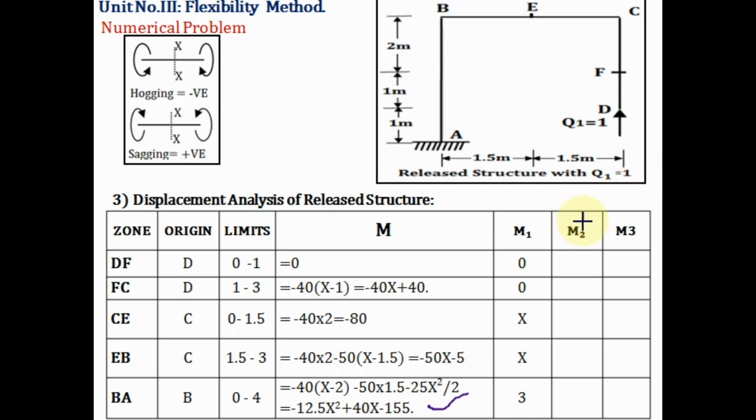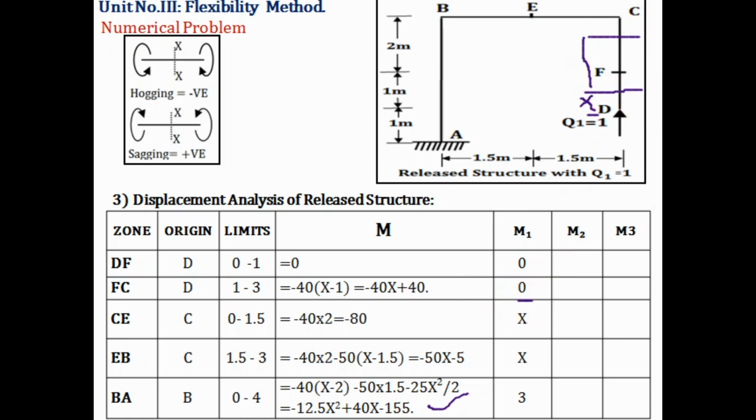Now we'll find out the value of M1 for the release structure with Q1 equal to 1. Again, first we'll take the section here, measure x from where? We'll measure x from point D, but this force will pass through this point, so the value for zone DF will be 0. Next we'll take FC, again measuring x from point D. Here also it is passing through this same point, so the bending moment is 0.